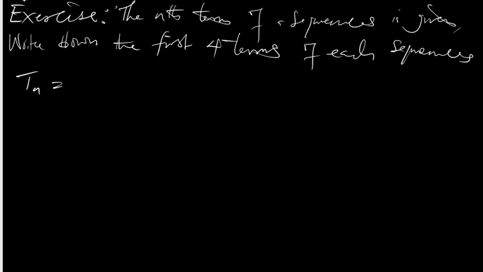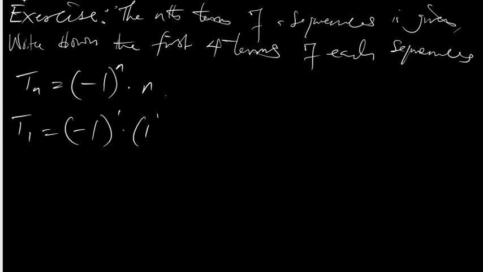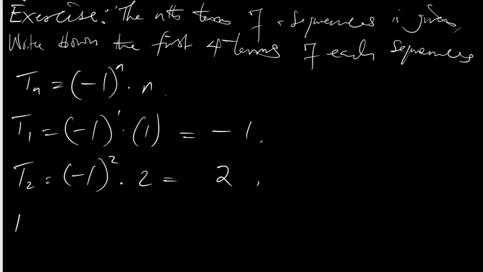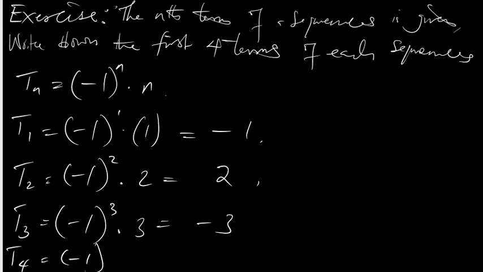Now let's say you have the n term to be equal to minus 1 raised to power n times n. Now the first term will now be minus 1 raised to power 1 times 1. So this will give us minus 1. So the second term is minus 1 raised to power 2 times 2. So this will give us 2. The third term is equal to minus 1 raised to power 3 times 3, which is minus 3. The fourth term is equal to minus 1 raised to power 4 times 4 is equal to what? 4. So this is it.